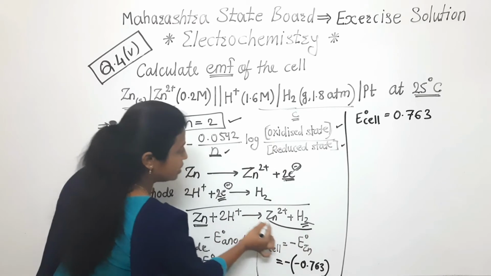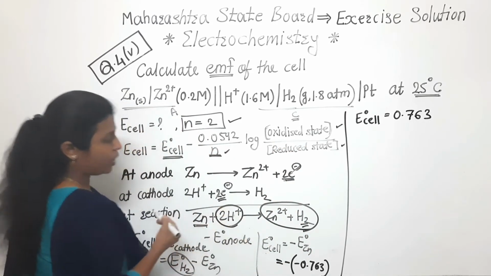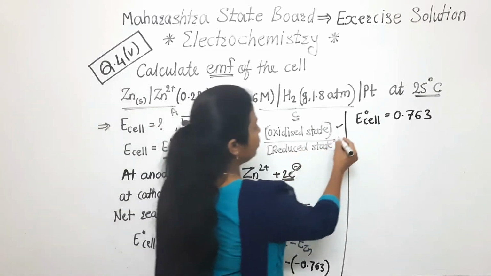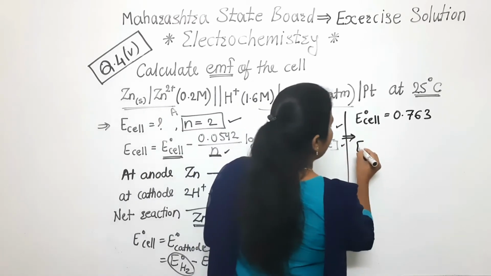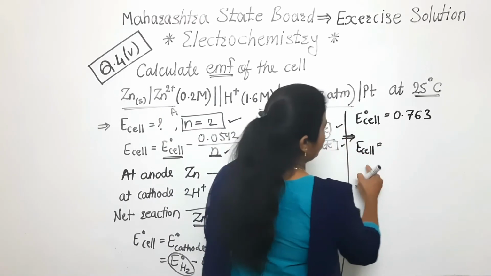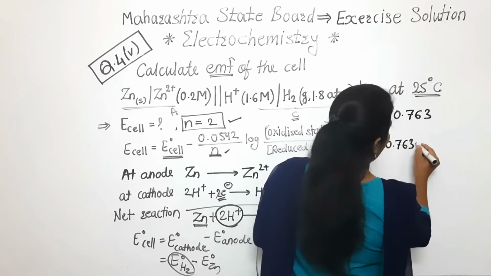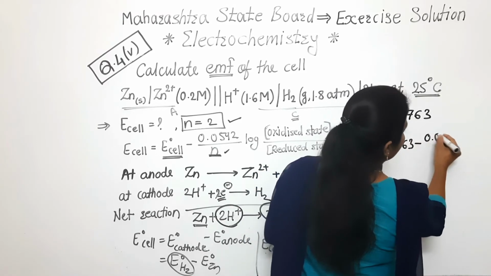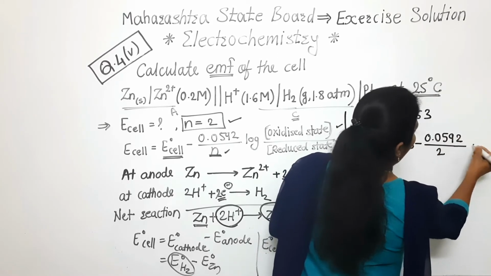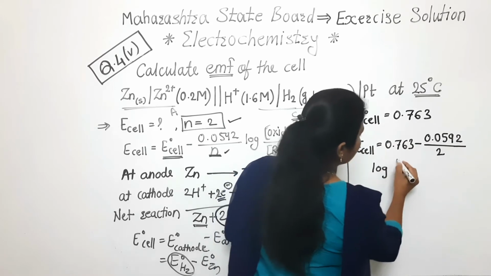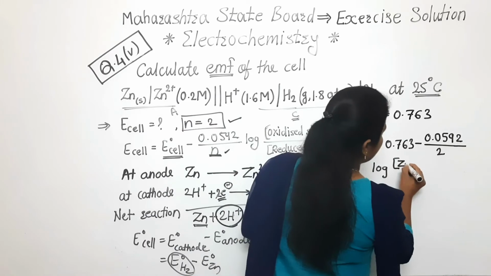Oxidized state, that is this part, and reduced state, that is only 2H+. So simply we are going to put all this data in this formula. Now see here, E cell is equal to, E naught cell value is 0.763 minus 0.0592 divided by 2. After that, log of oxidized state. What is that oxidized state? That is the Zn2+.